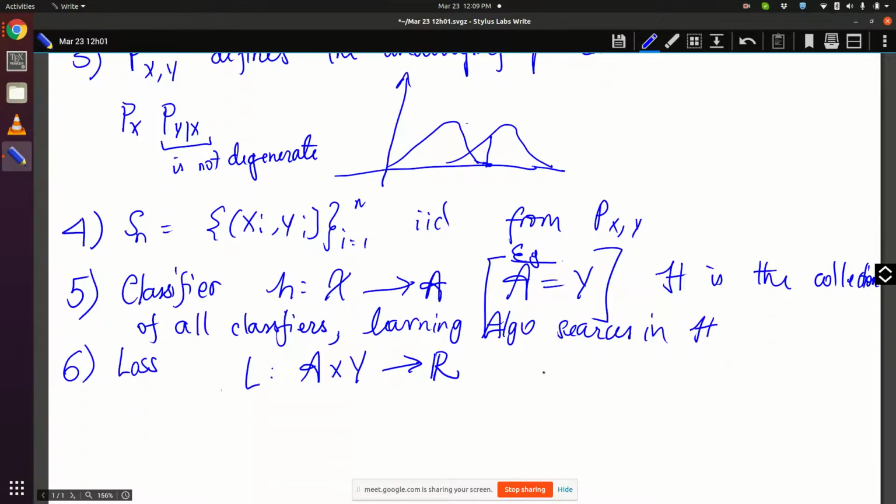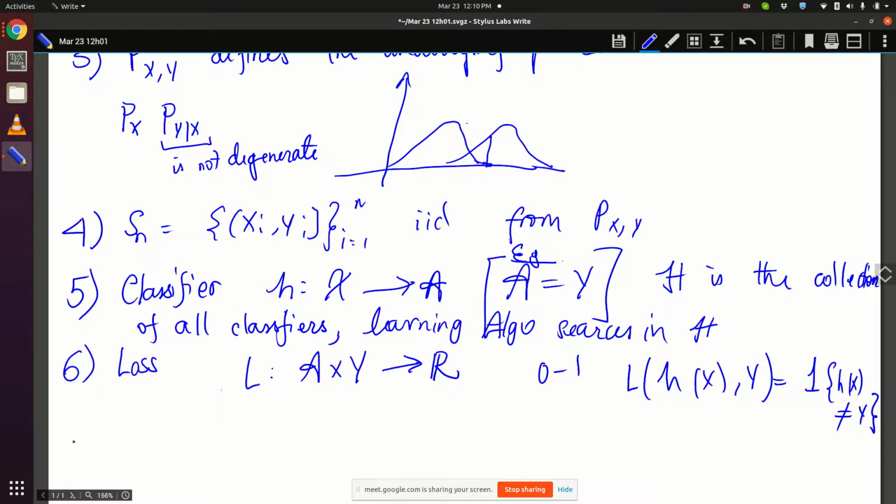So for example, the 0-1 loss, what is that? L of h of x comma y. What is this equal to? This is equal to the indicator that h of x is not equal to y. So this is your regular 0-1 loss.